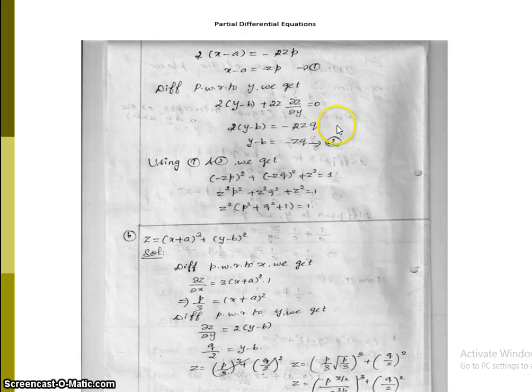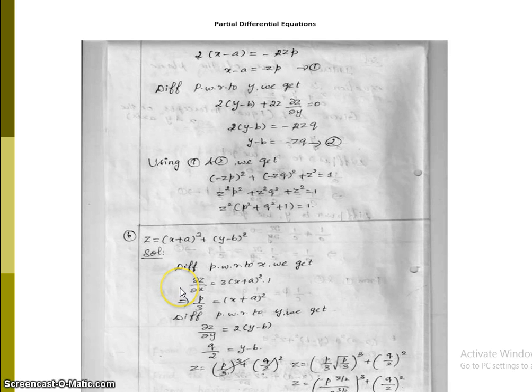So equating 1 and 2, that means x minus a equals minus zp, and y minus b equals minus zq. Then from 1 and 2 we get (zp) whole squared plus (zq) whole squared plus z squared equals 1. So substitute these two equations 1 and 2 in the original equation, and we get the required solution. Then we can take z squared outside, so we get p squared plus q squared plus 1 equals 1 over z squared. So this is the required solution.